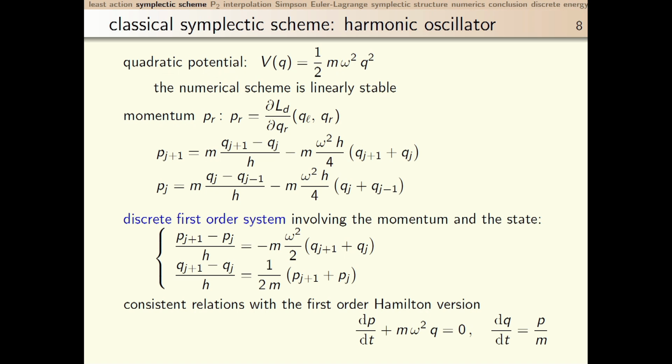After that, you switch to symplectic vision, and therefore you introduce the momentum, which is just the derivative of the Lagrangian among the right variable, and therefore you obtain these two discrete momenta at the times j and j plus 1, and you make some algebra, and therefore you have this system of discrete state and momentum equations, and you have a discretized version of the Hamilton version of your dynamical system.